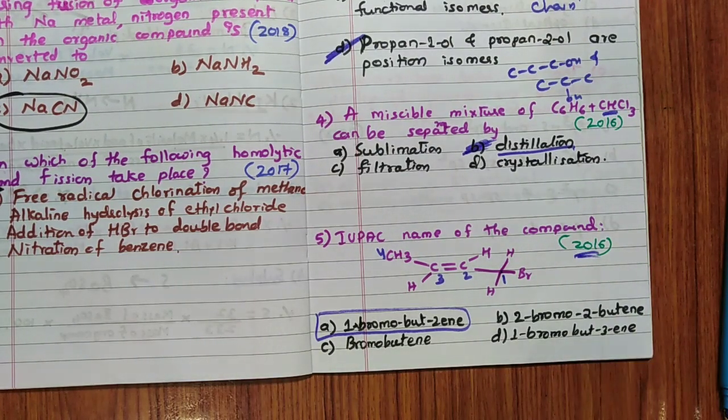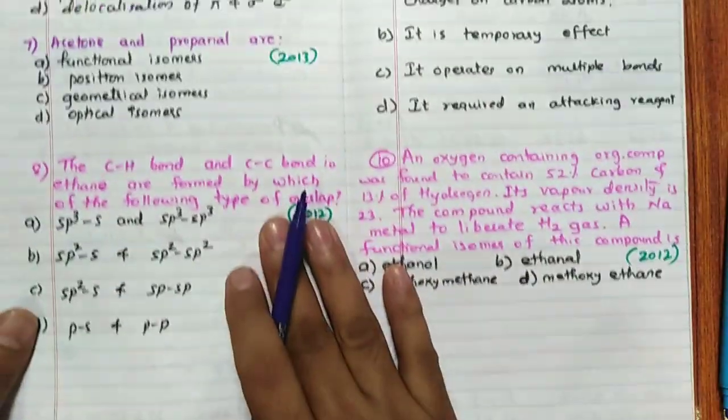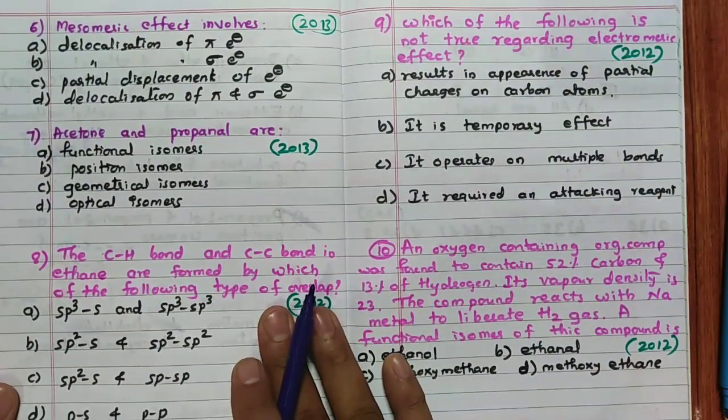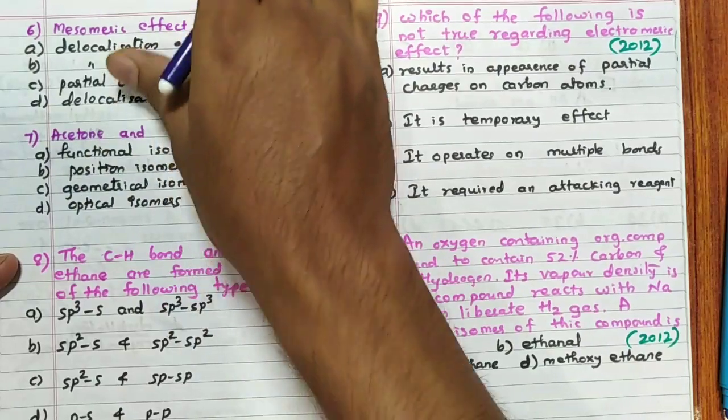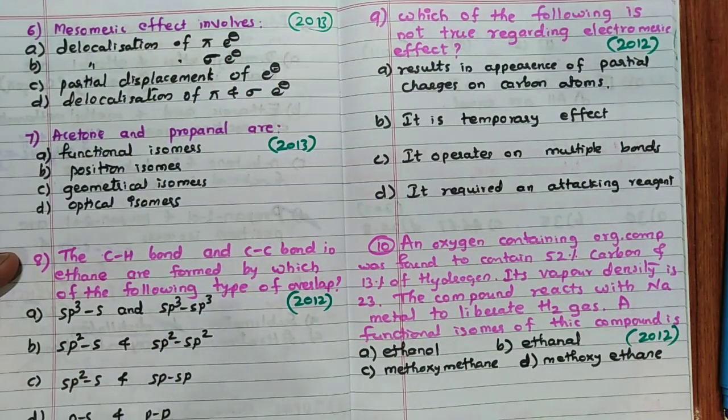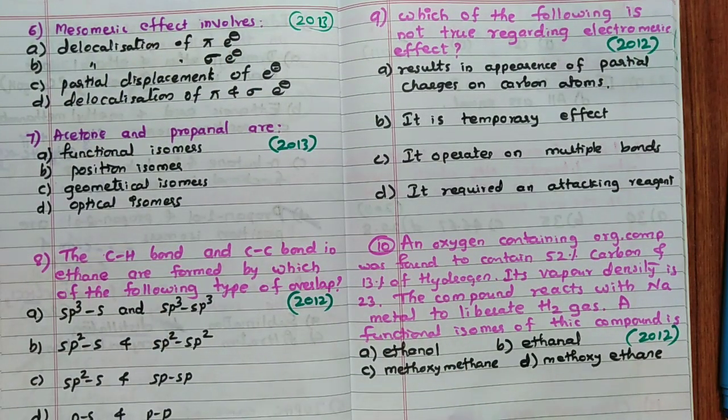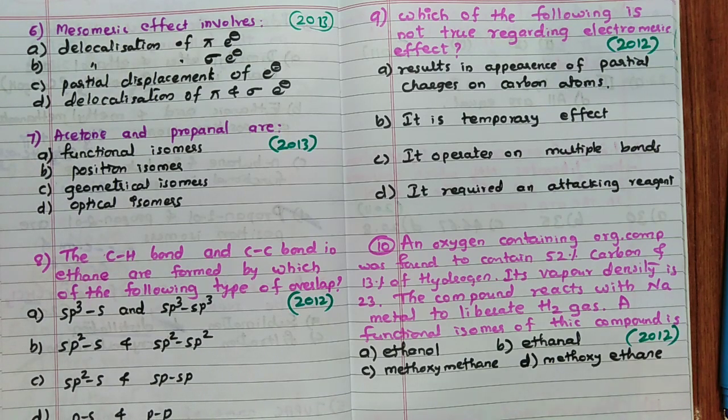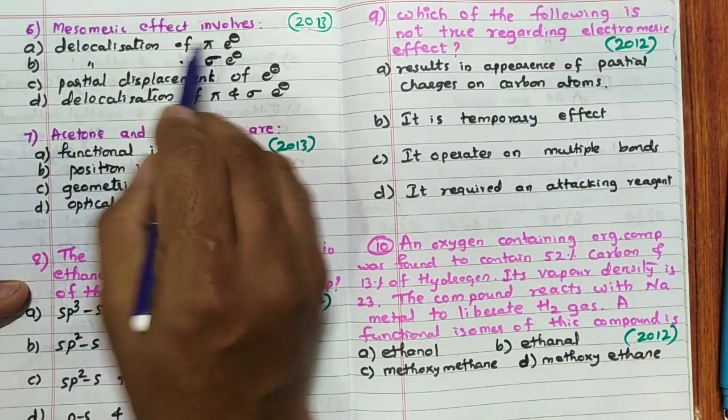The 2016 asked question: mesomeric effect involves, very simple. Mesomeric effect involves the delocalization of the pi electron, nothing but conjugation of pi with pi or pi with the lone pair. Delocalization of the pi electron is the answer.